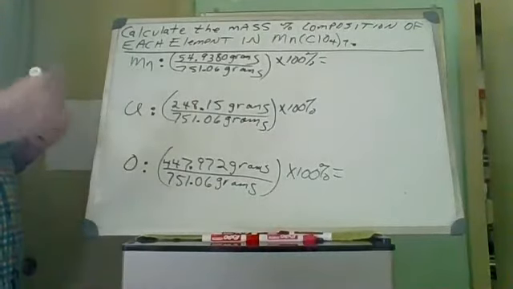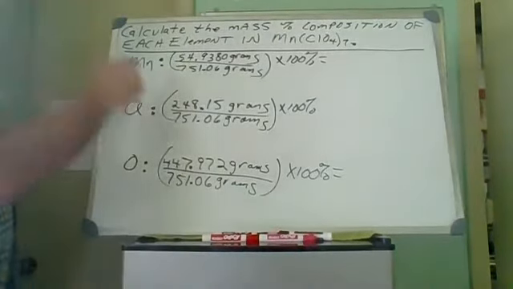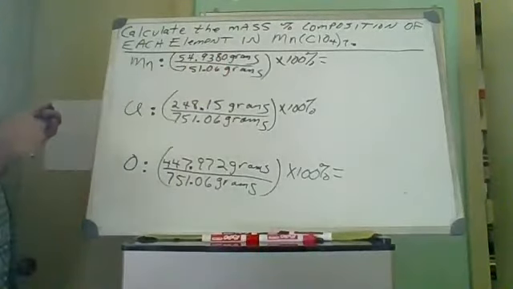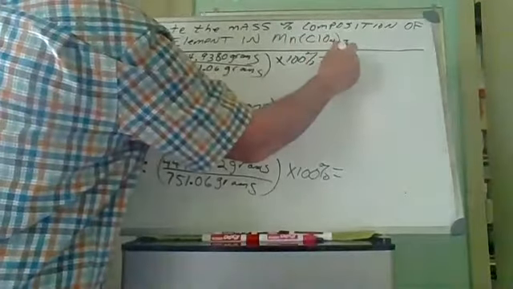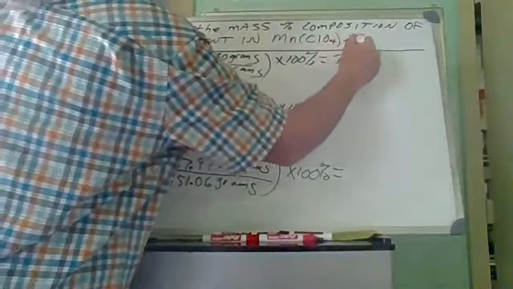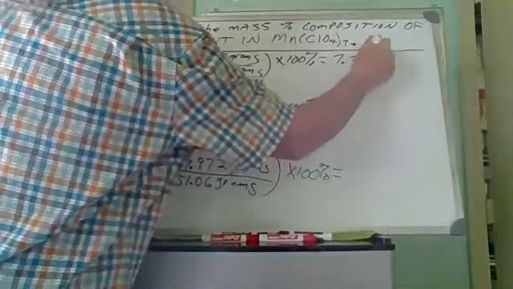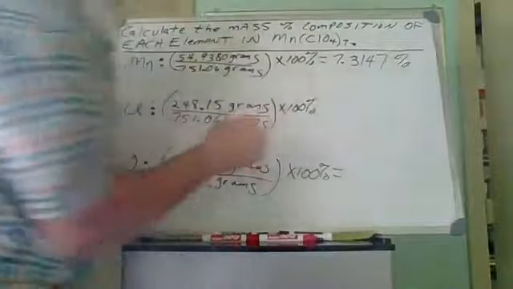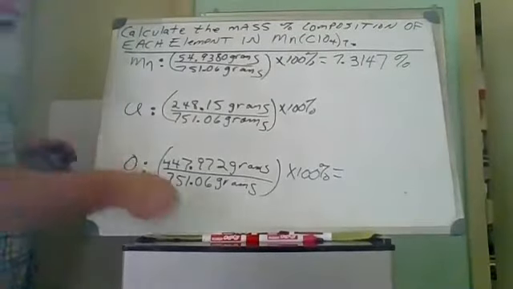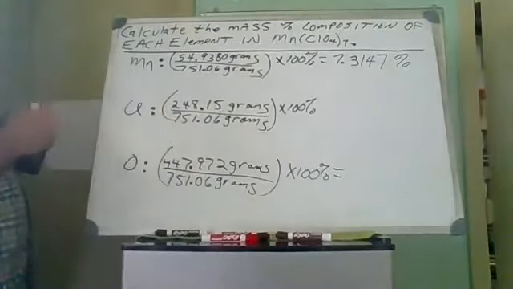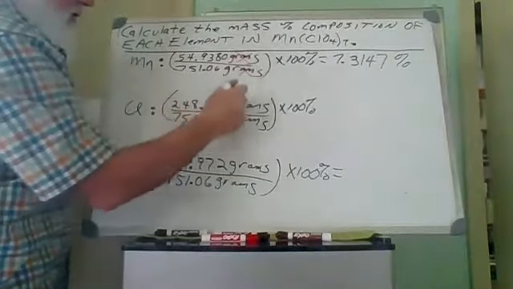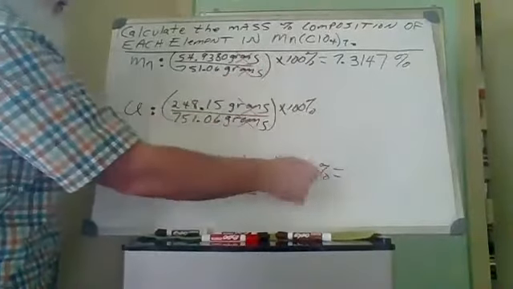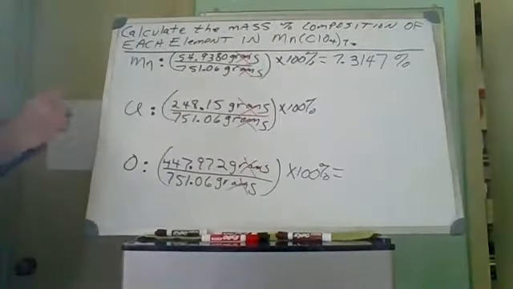And I get 7. Now, how many digits should I have? Well, let's see. I have 5 here and 6 there, so my answer should have 5. And I get 7.3147%. Again, remember here that as far as units, the grams cancel in each case. The only unit that's going to be left is percent. So that's how I get percent over there.